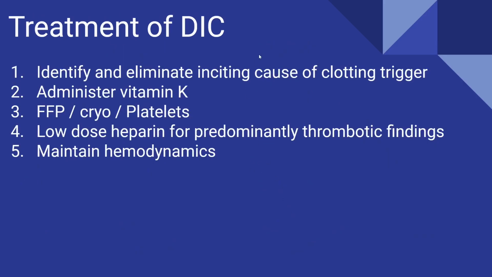So you need to identify what is potentially causing, what is the trigger to this clotting disease? Why are we using so many resources to clot? And then you want to administer vitamin K. Remember we talked about that. Vitamin K helps with the clotting cascade. So even though we're using up all of our clotting factors, we want to stop the body from bleeding out. That's the most important thing.